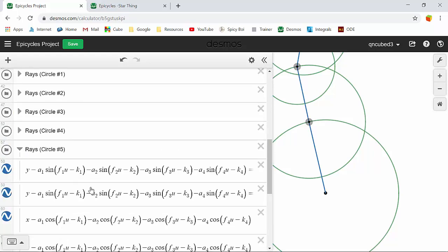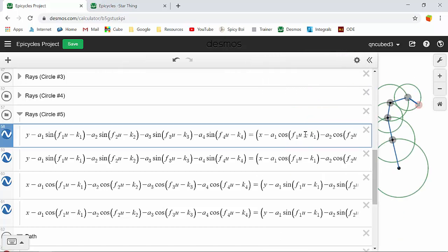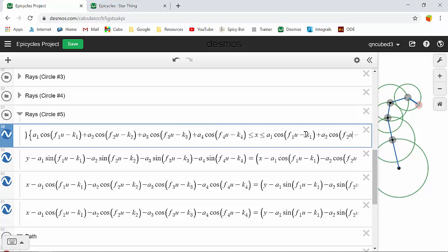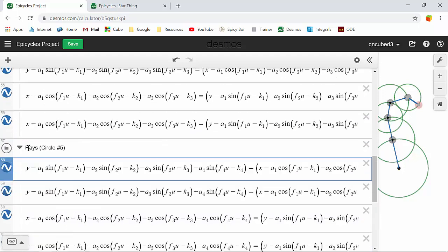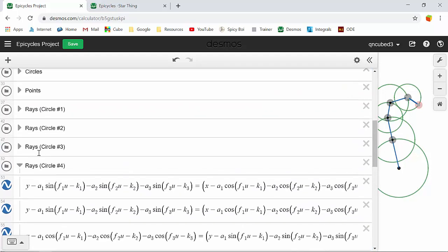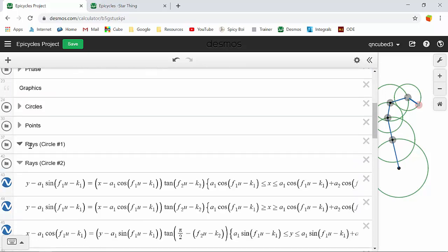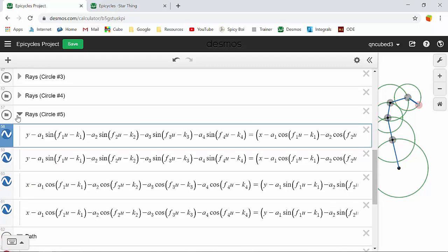And when you get to this final circle right here, the equations are just monstrous, because you have to account for all the translations that happen for the previous circles, and the domain is a nightmare to figure out how to put in. So yeah, it took quite a bit of effort, especially because it's five circles and I had to write quite a few equations, even though most of it was copy-paste. But yeah, there you go, those are the rays.